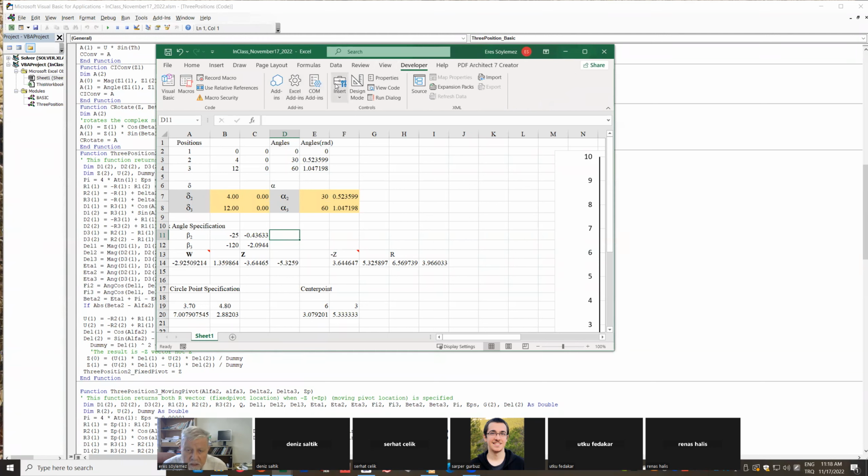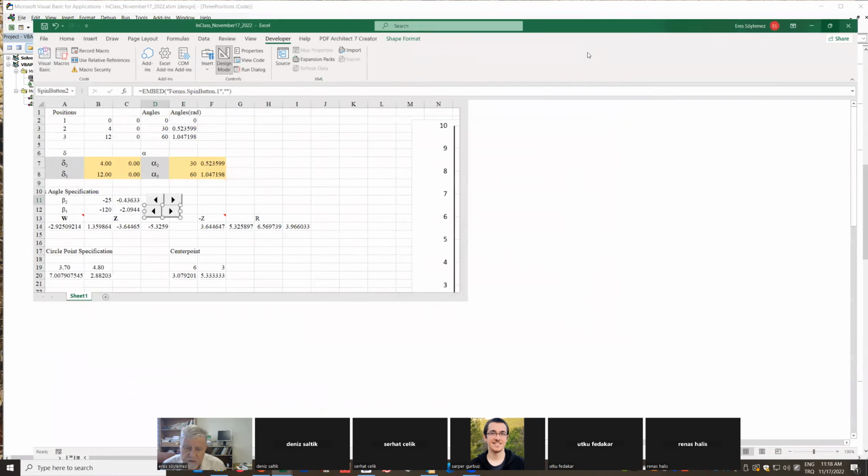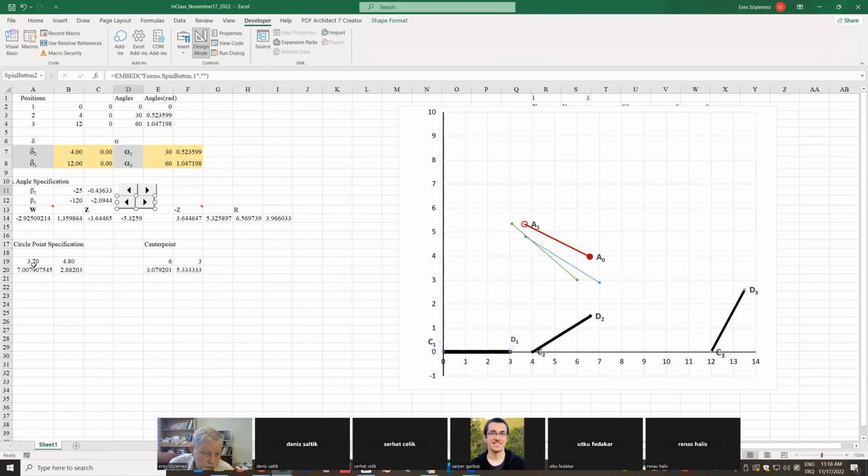Developer, insert. I will insert and then Control C, Control V. I'll have two of those. Just to show you what you can do with these. You can do it for circle point specification, center point specification, the same way. Usually this is what I like. These are the spin buttons. This point is D11.